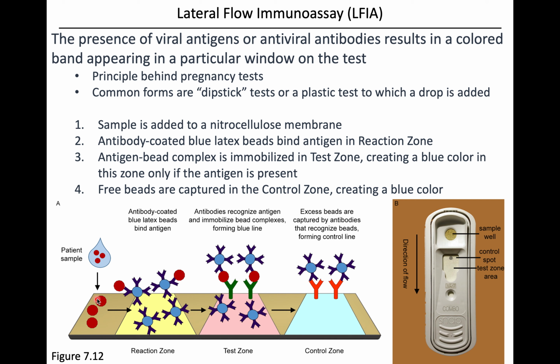And then you'll also have what's called the control zone here, which will contain antibodies that will just collect any of the empty beads that did not get picked up in the test zone. So that would just show you that the test actually worked, right? That material flowed all the way through. So in this case, if you just get one spot or one line here, that would be a negative result. Whereas if you get the two lines or two spots, that would give you a positive result.